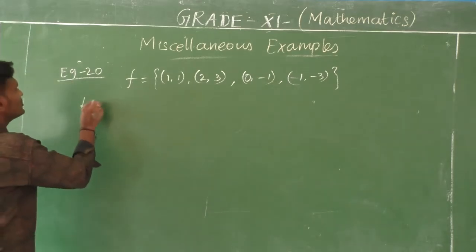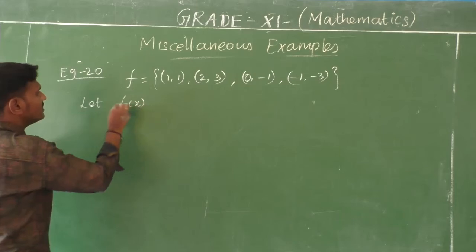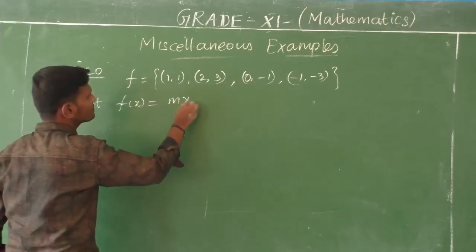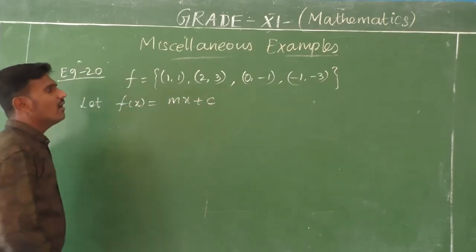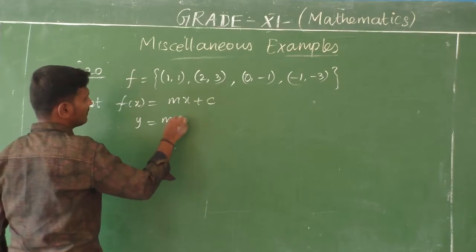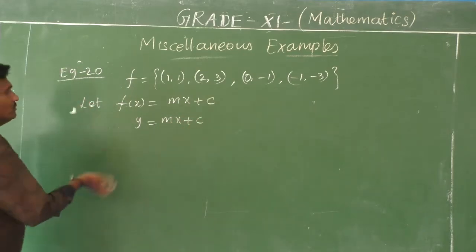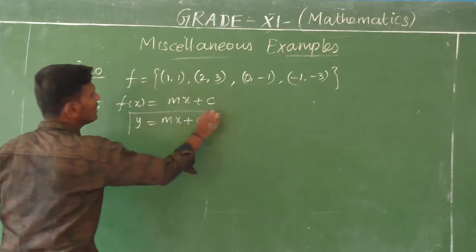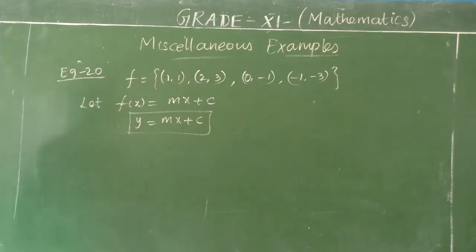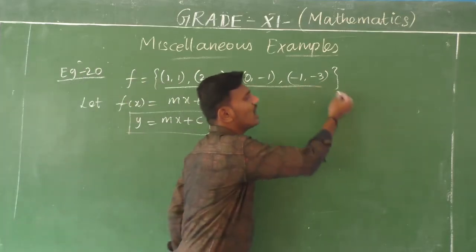Now we want to find f of x. Okay. So let the linear function be f of x equal to mx plus c, or otherwise y equal to mx plus c. Why? Because f of x equal to y. Yes. Now y equal to mx plus c. Yes. So for that we have 4 ordered pairs.